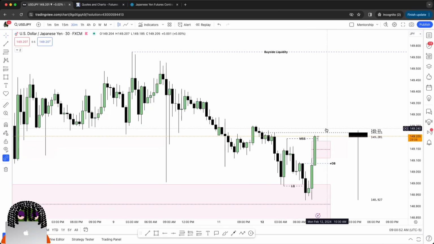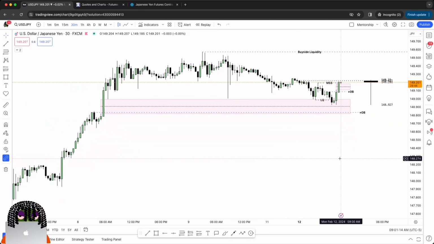So I'm just waiting till it, well, not on this candle, but maybe the next candle. And you know what I mean, I would like for it to come back here to this order block. That would be really good.